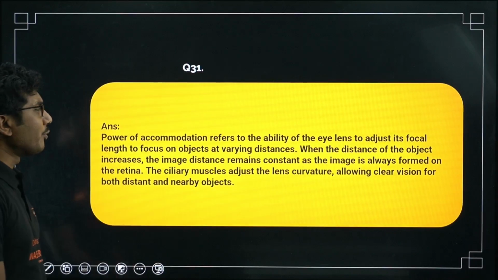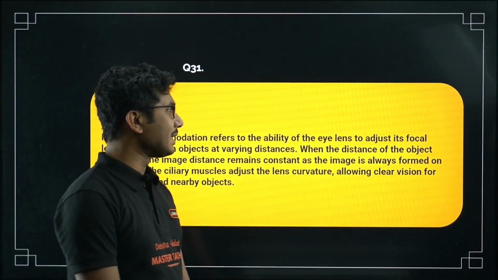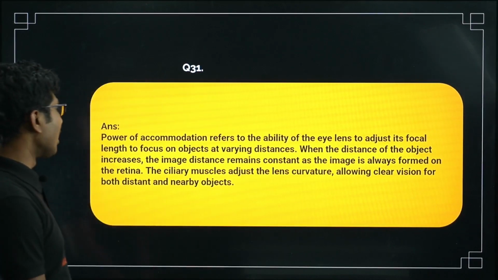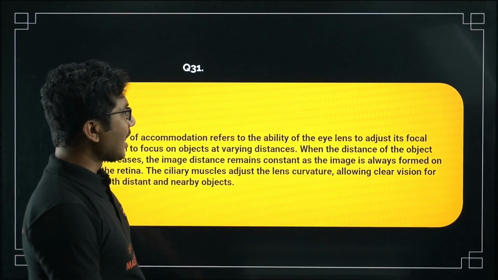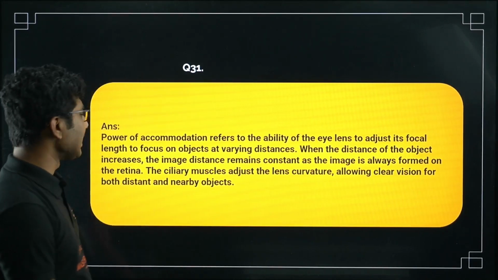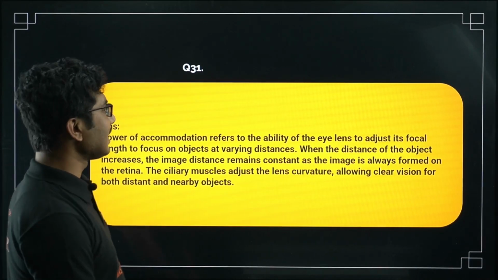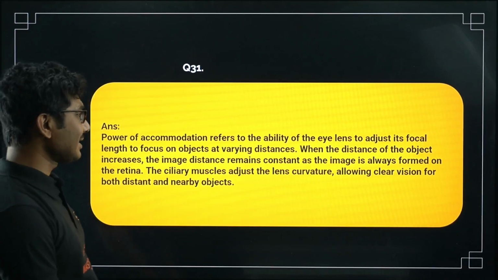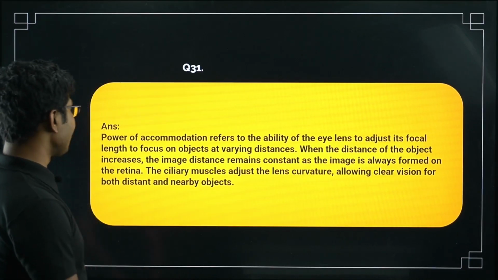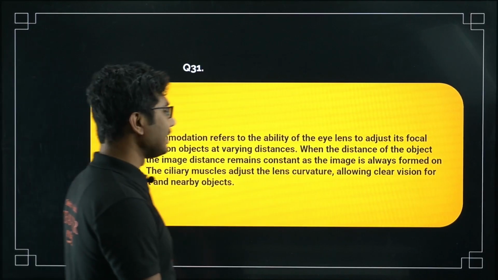The power of accommodation refers to the ability of the eye lens to adjust the focal length to focus on objects at varying distances. When the distance of the object increases, the image distance remains constant as the image is always formed on the retina. The ciliary muscles adjust the lens curvature, allowing clear vision for both distant and nearby objects.